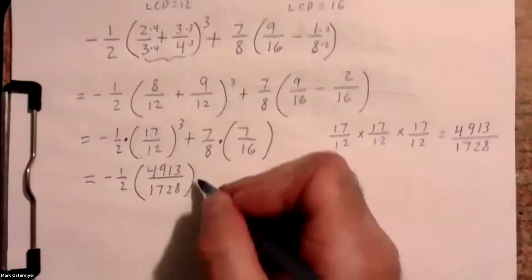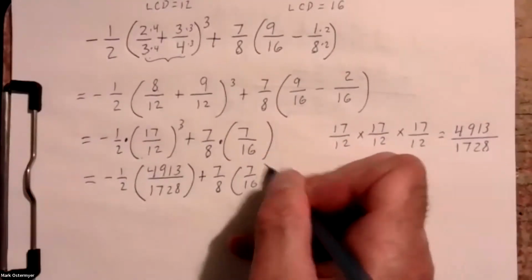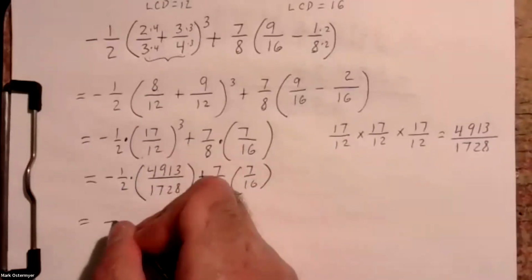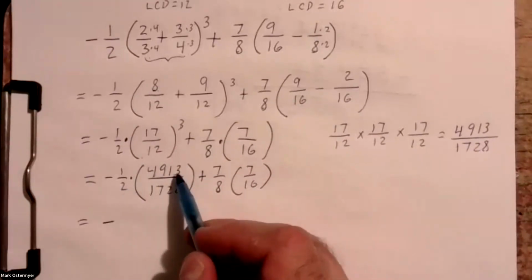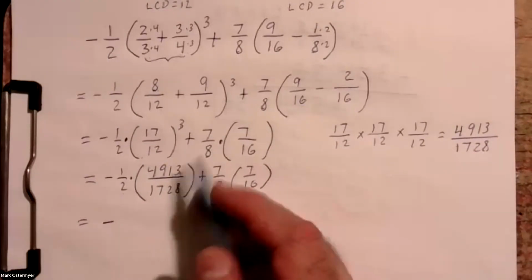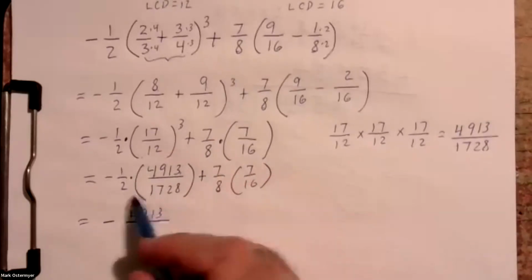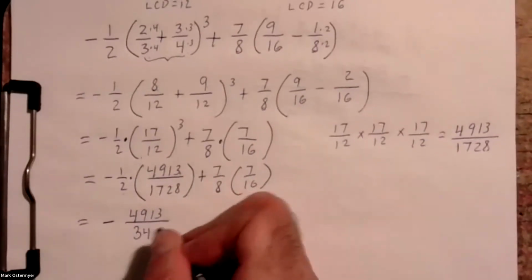Now, 7/8 gets multiplied by 7/16. Now, a negative times a positive is a negative. And you know what? Unfortunately, 2 does not divide into 4913 because it's not an even number. Last digit's not even. So we're going to have negative 4,913 divided by 2 times the 1728. What is 1728 times 2? 3,456.